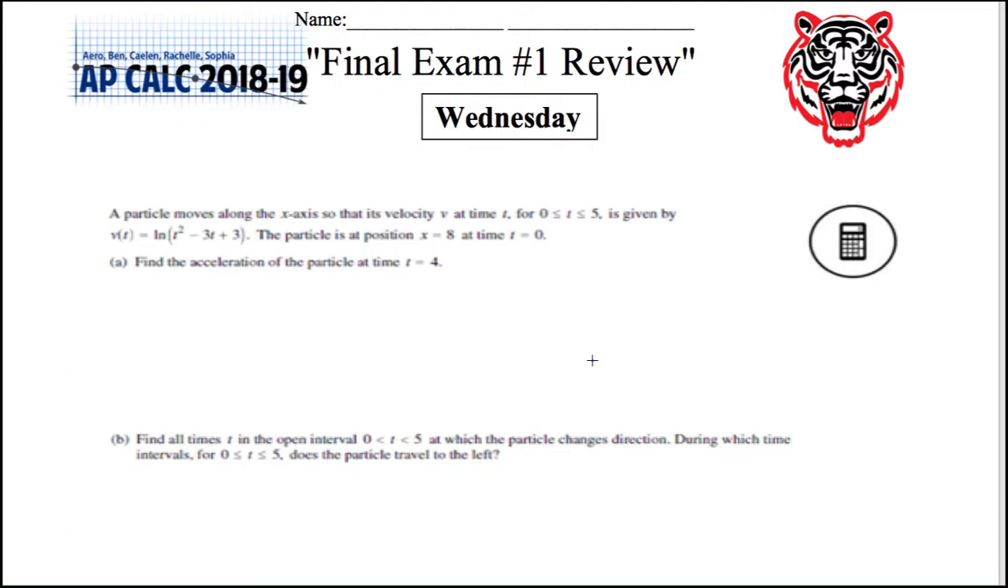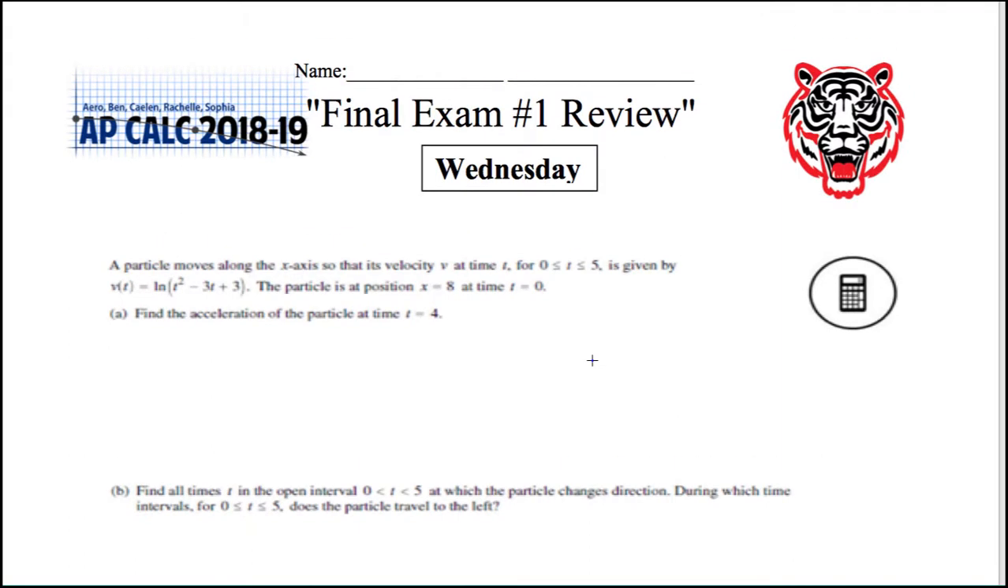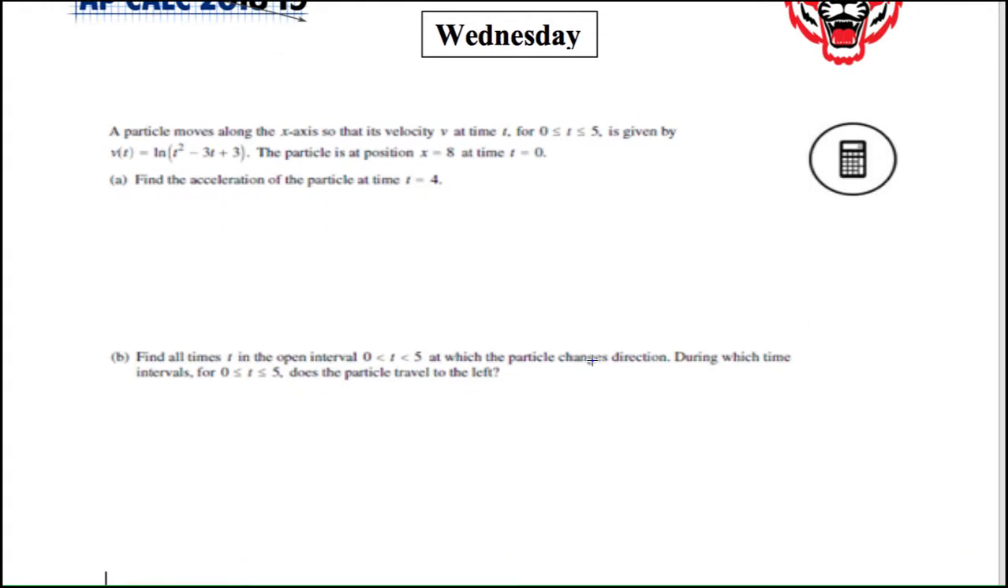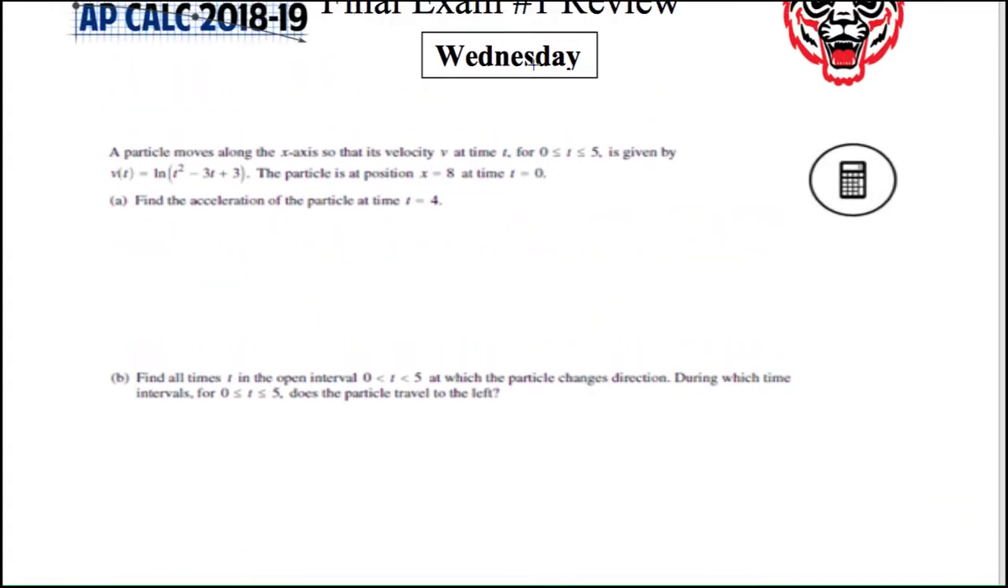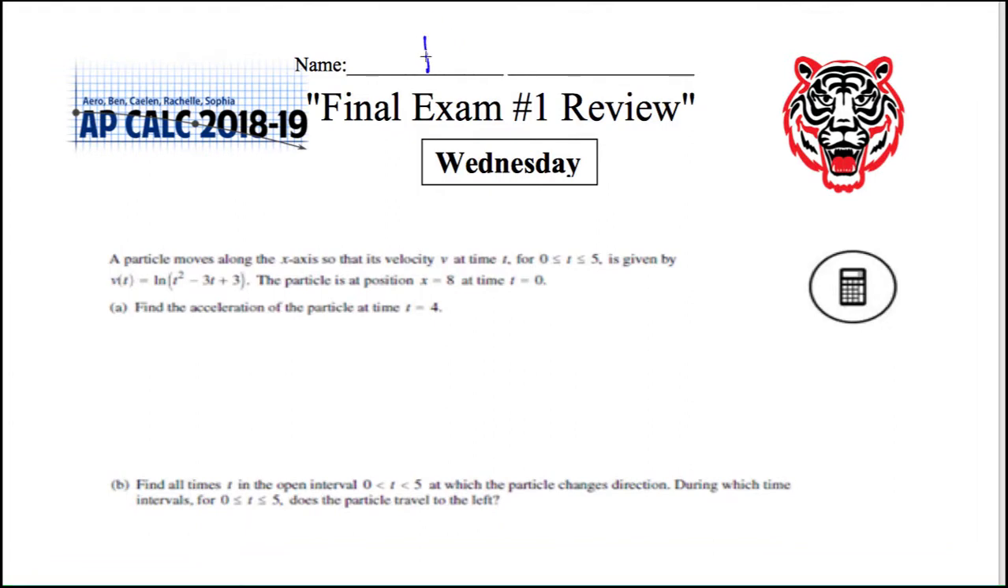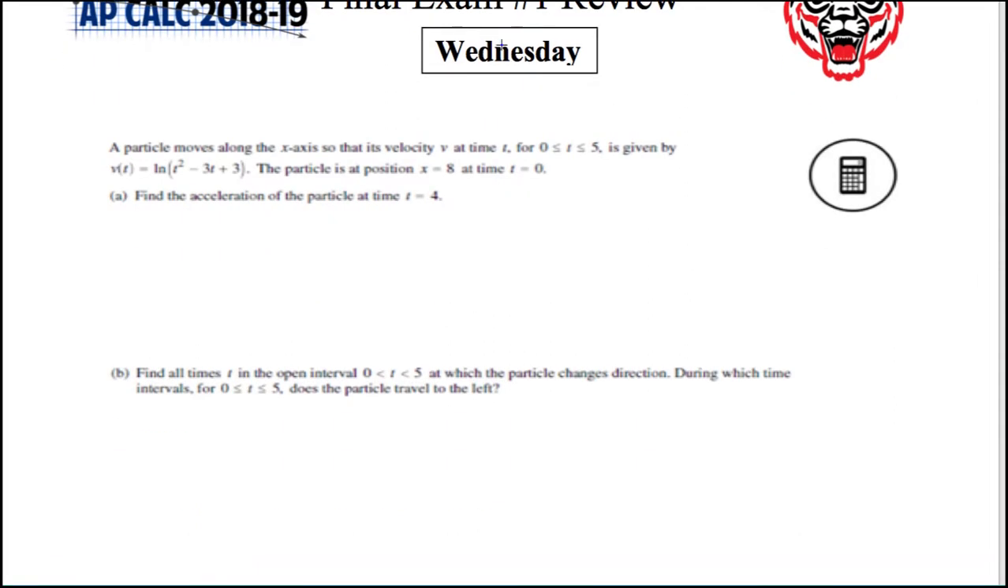All right, AP Calculus. We are on final exam number 1 review for Wednesday. This was the calculator problem that I forgot to give you, so there we are. I'm going to call this thing key, because there is currently no key for this one.